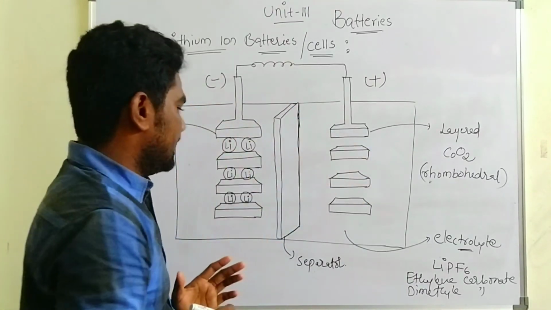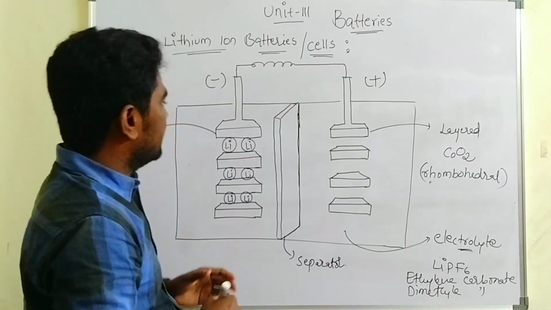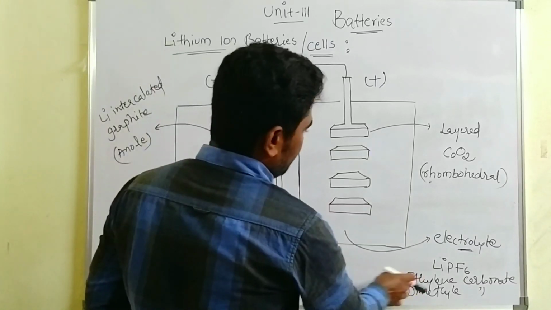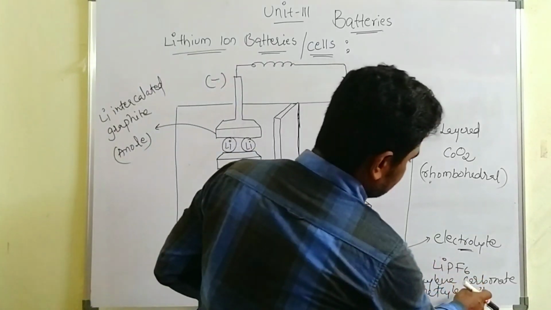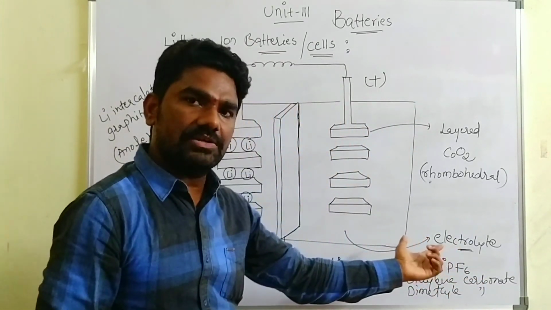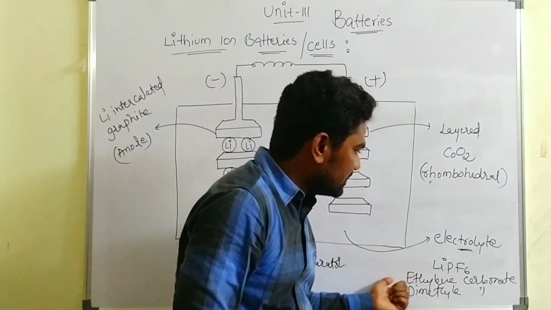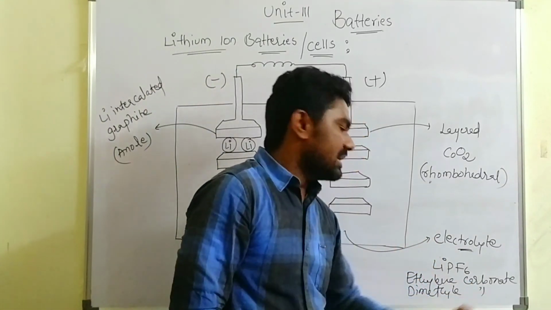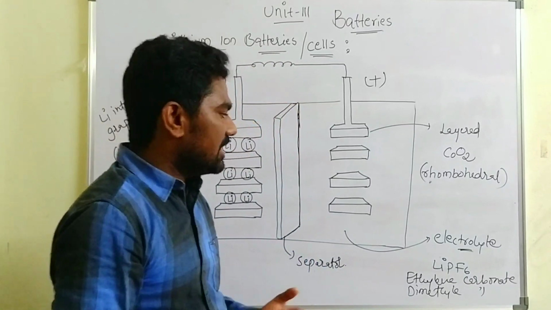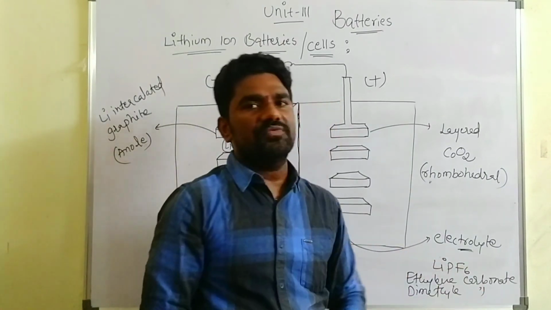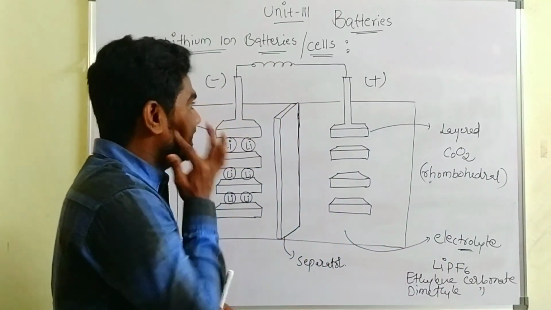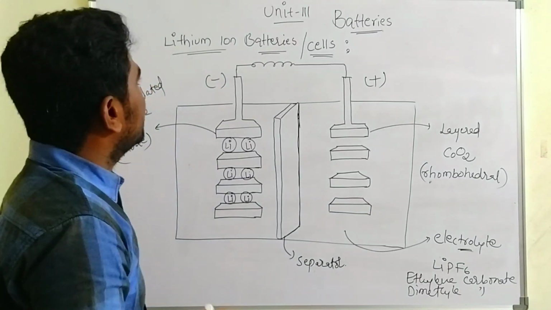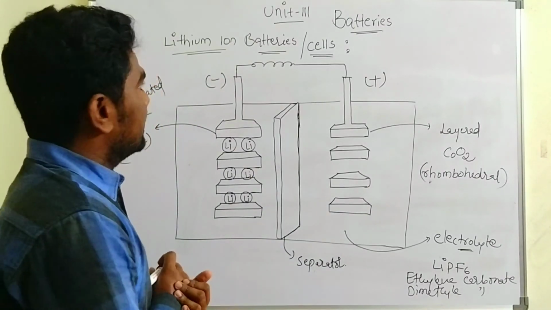the other electrode. This total setup will be placed in the gel type of electrolyte, that is the mixture of ethylene carbonate and dimethyl carbonate, which is present in the lithium hexafluorophosphate solution, okay. This is the total setup of the lithium ion batteries.